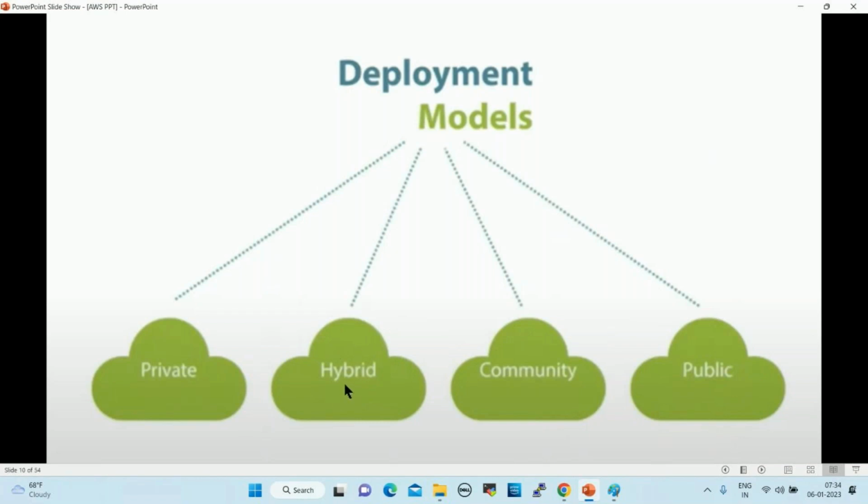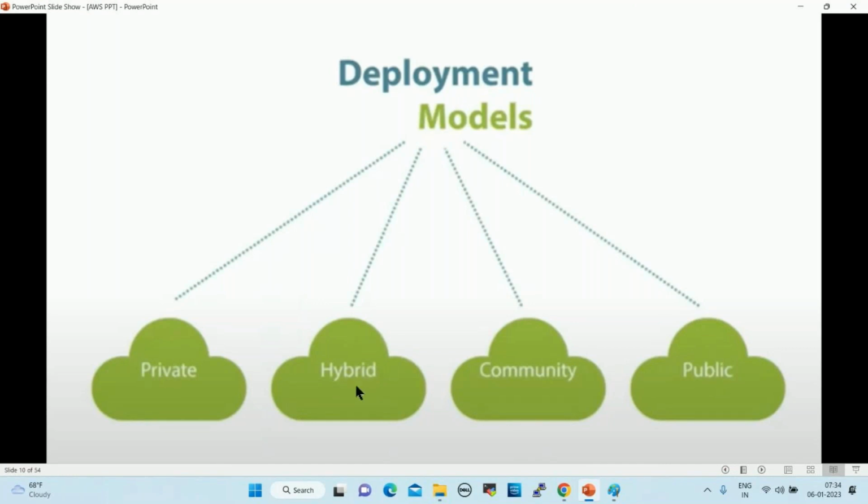What is hybrid? Hybrid model? Both private and public. Yeah. Currently, project teams are using a hybrid model: 3 days office, 2 days work from home, right? So here hybrid cloud means a combination of both public and private. Combination of private and public cloud, which is nothing but the hybrid model, right?